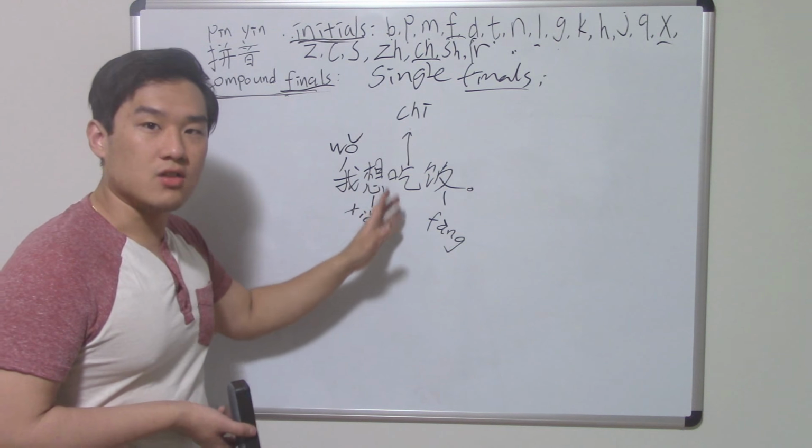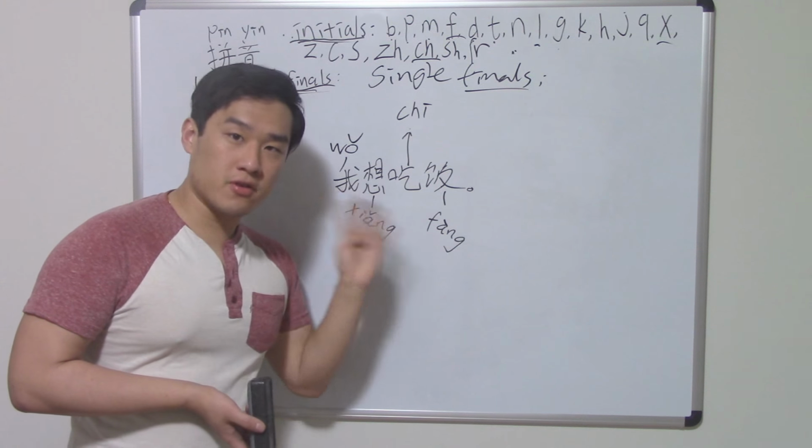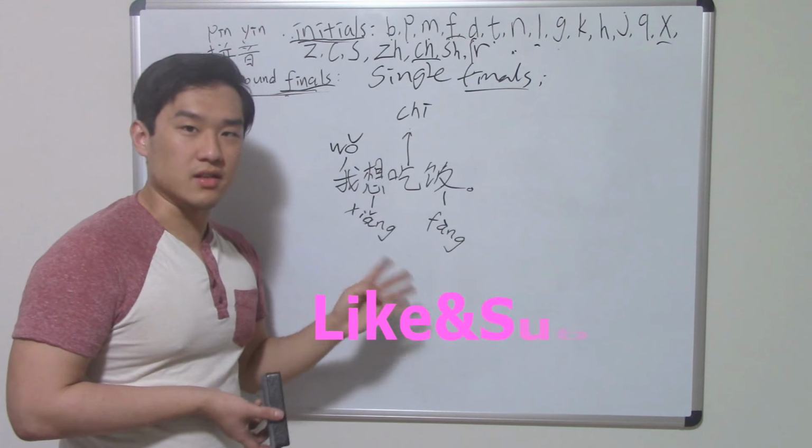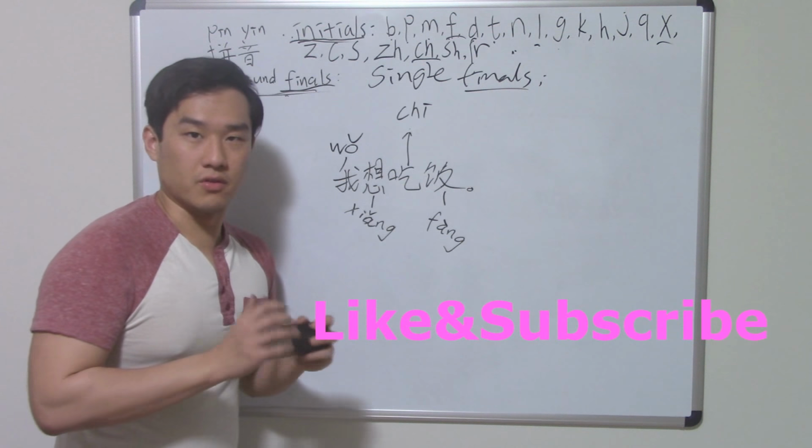So 我想吃饭. 4 characters, 4 sounds, and that's it. So in that case, I think it's definitely manageable to learn all of those things.